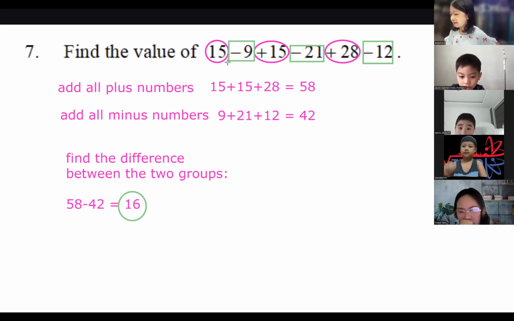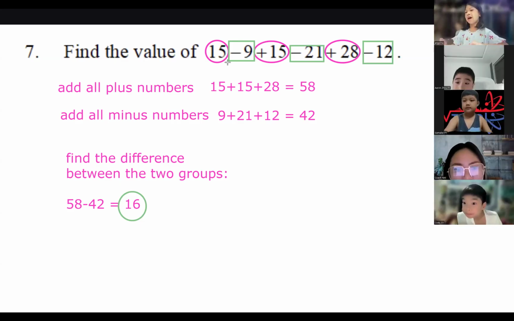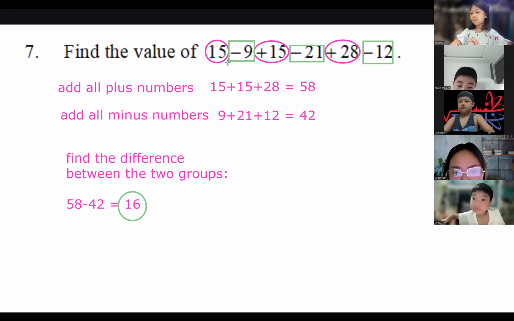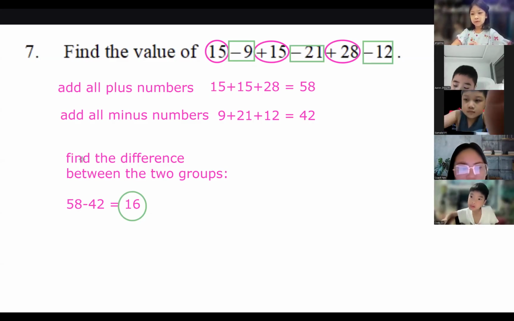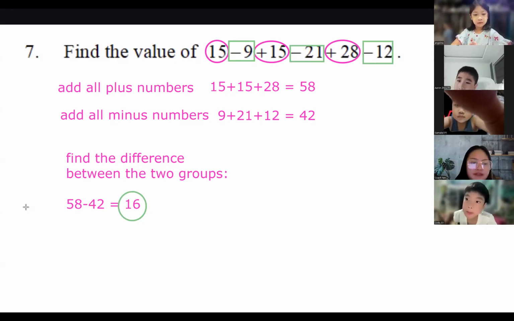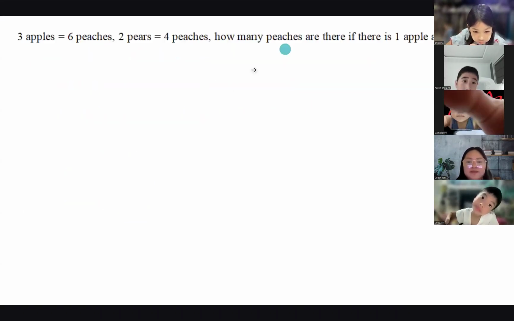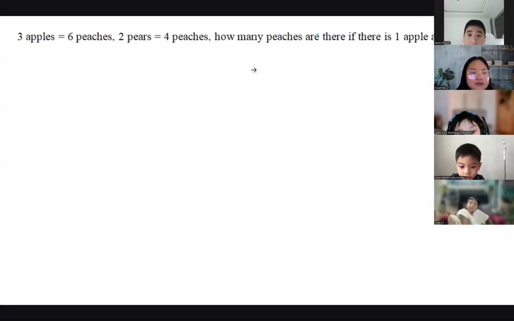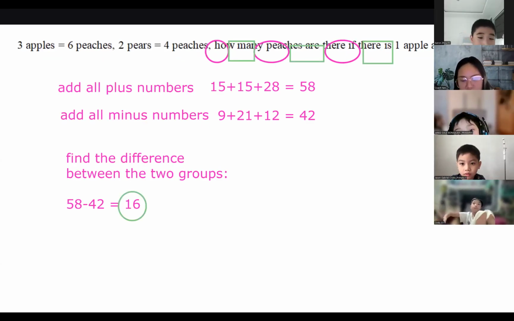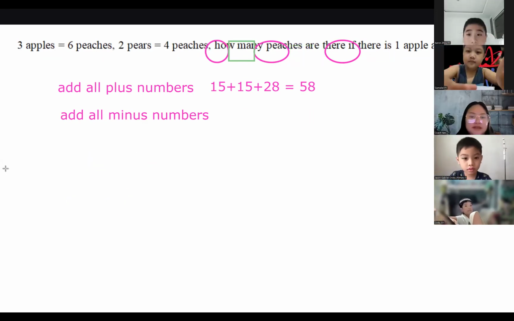Aaron, you have a question? The number 6, I think the answer is 4. Really? Ah, sige, let's do this again. Let's go back to number 6. Oh, is this the right question for number 6? Yes. Okay.